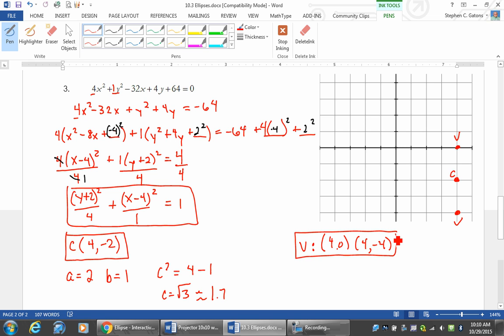Then you use B, which is 1, and that's both sides, always perpendicular, or always the opposite direction of A, always. And then you use C, always in the same direction of A. So up 1.7 and down 1.7. You can draw the ellipse in now if you wish. All right, now the foci.